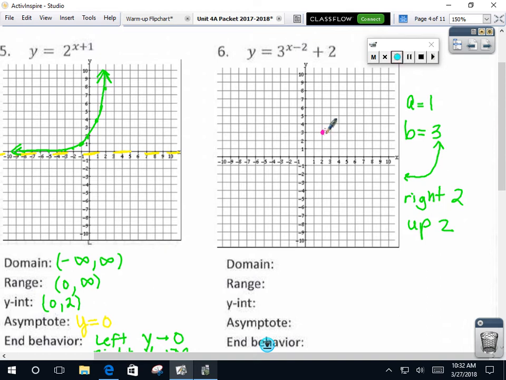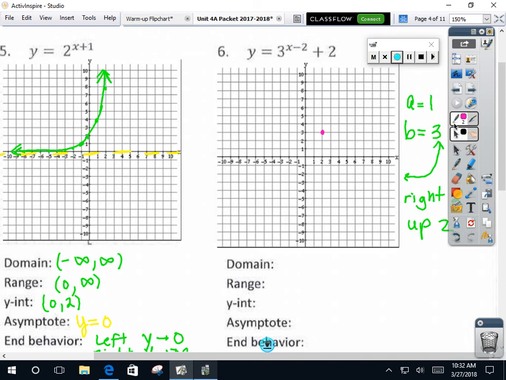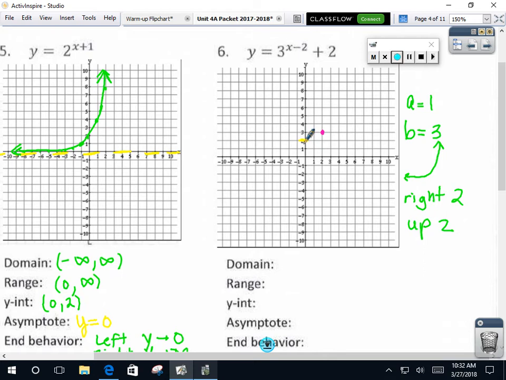Now, the asymptote always begins at where? 0, but now it's going to be shifted up 2. So now the asymptote line is going to be up here at y equals 2. It's going to cut through the y-axis at 2. So y equals 2 is the equation of the asymptote line.